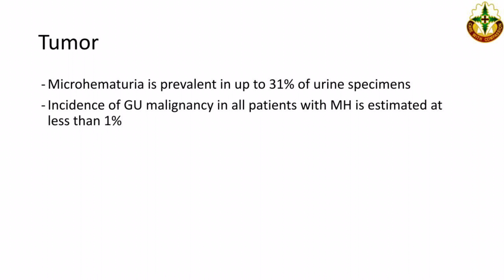So the whole workup for hematuria is really, you want to rule out GU malignancy if you're suspecting this, so they can stage and give appropriate treatment as fast as possible.